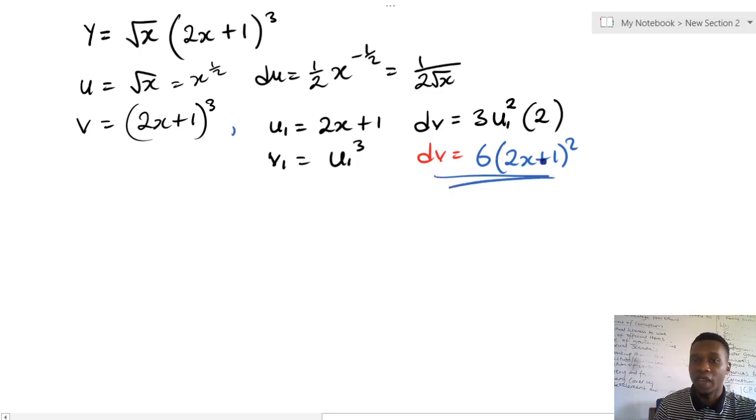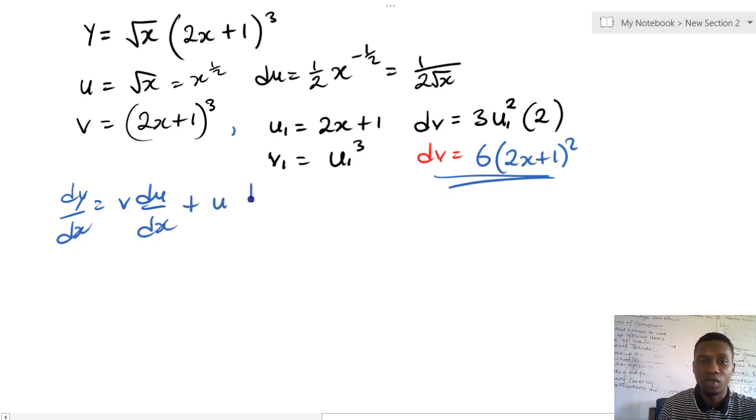6 bracket 2x plus 1 raised to the power of 2. Now, what's the next thing I'm to do? The next thing I'm to do is to bring in my formula for finding my product rule, which is dy/dx is equal to v du/dx plus u dv/dx. Now, my v is what? 2x plus 1 raised to the power of what? 3. Multiply my du/dx. What's my du/dx? It is 1, this is it here, 1 over 2 root x.